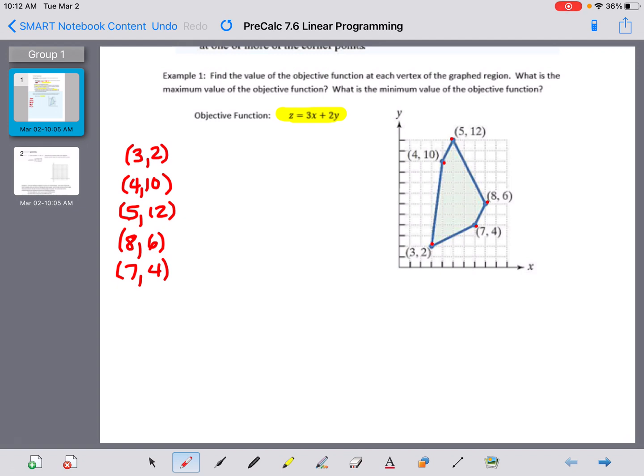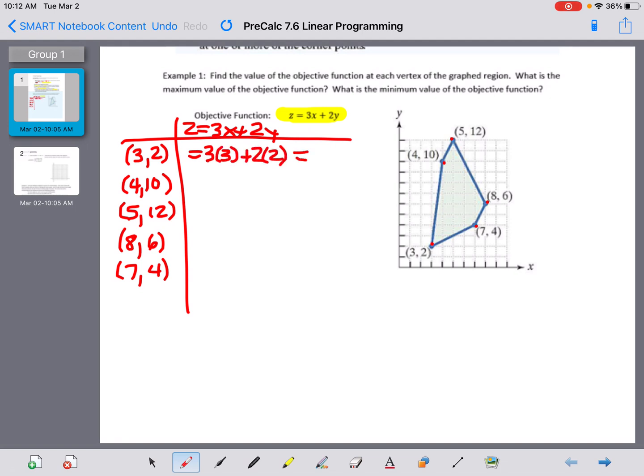So I'm now going to test them with this function of z equals 3x plus 2y to see what their values are, if that kind of makes sense. So I'm going to plug in 3 times the 3 plus 2 times my 2y. Well, 3 times 3 is 9, 2 times 2 is 4. 9 plus 4 gives me 13.